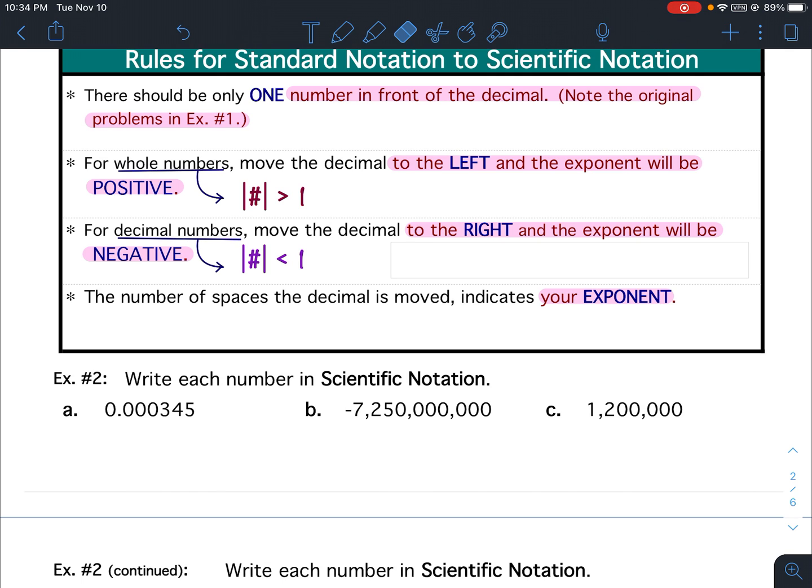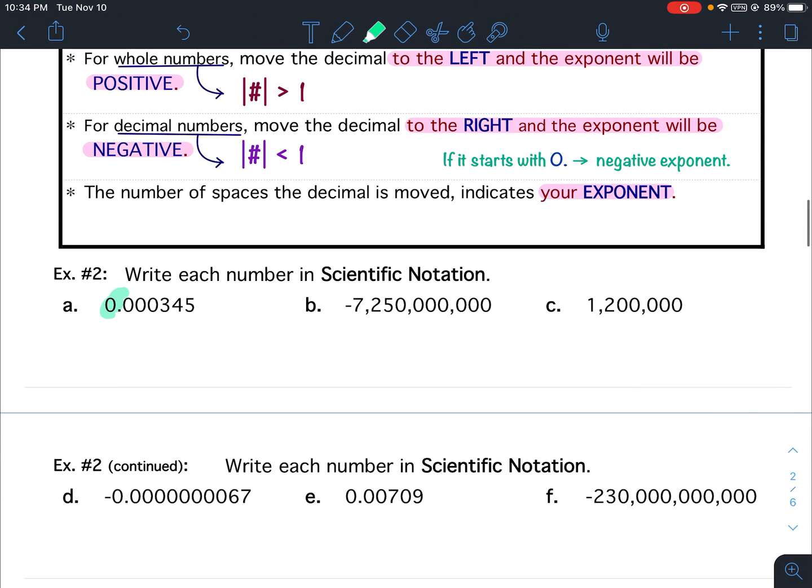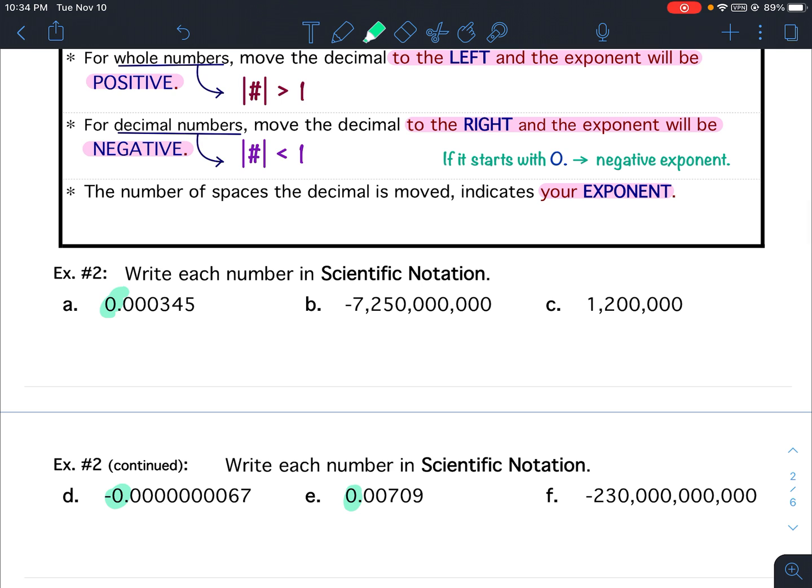But here is the easiest way to remember this. The easiest way to remember if the exponent should be positive or negative is this. If it starts with 0 then a decimal, it's going to have a negative exponent. This one starts with a 0, it's going to have a negative exponent. The others, however, are not going to have negative exponents.